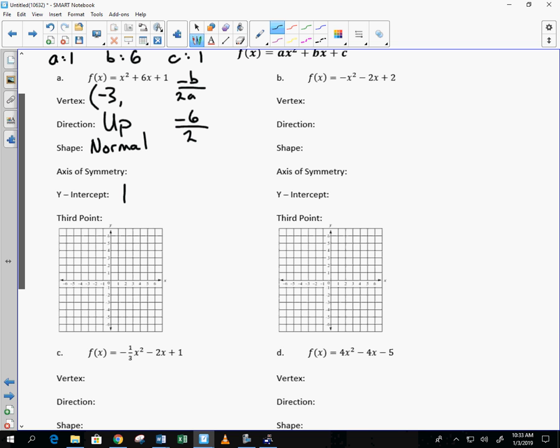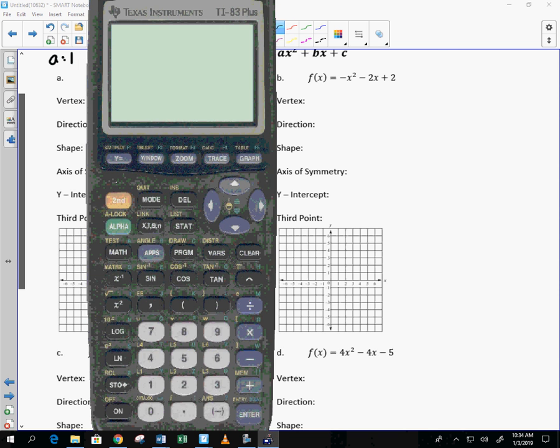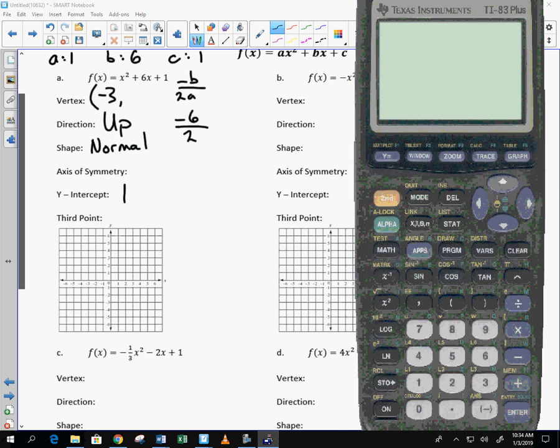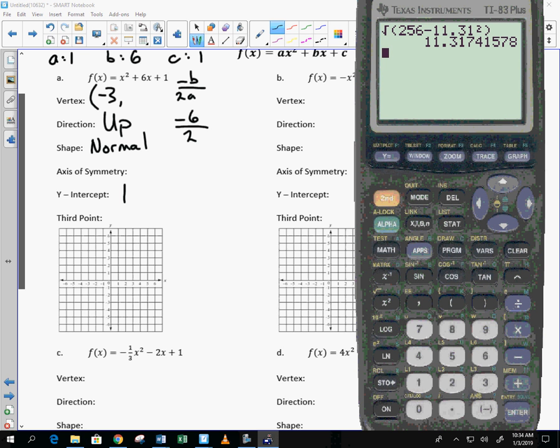You now have to get the y-coordinate. Do you know how you get the y-coordinate? You plug it back in. And if you want to use a calculator at that point, you sure can. All I do is I just take negative 3, and I always put it in parentheses. Parentheses, negative 3, parentheses squared, plus 6 times negative 3, plus 1. We get negative 8. I do have sets of calculators back there if you'd like to borrow one during class. But it looks like our vertex is negative 3, negative 8.